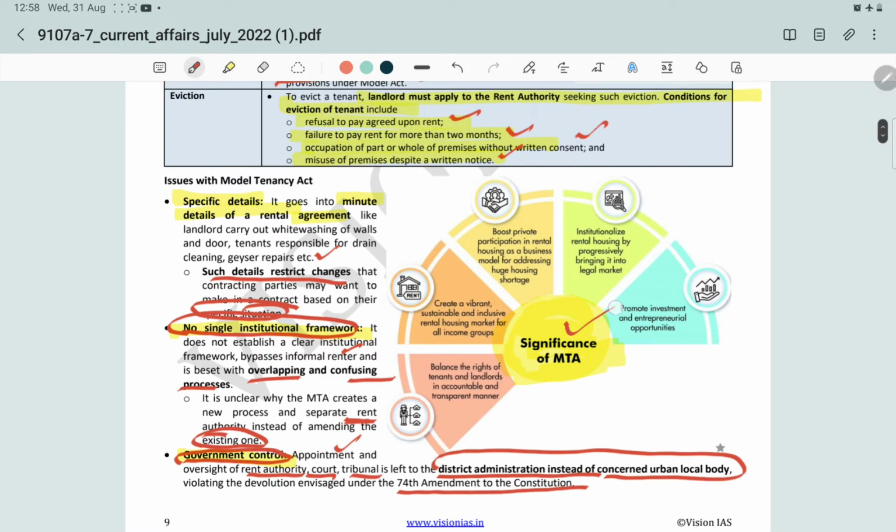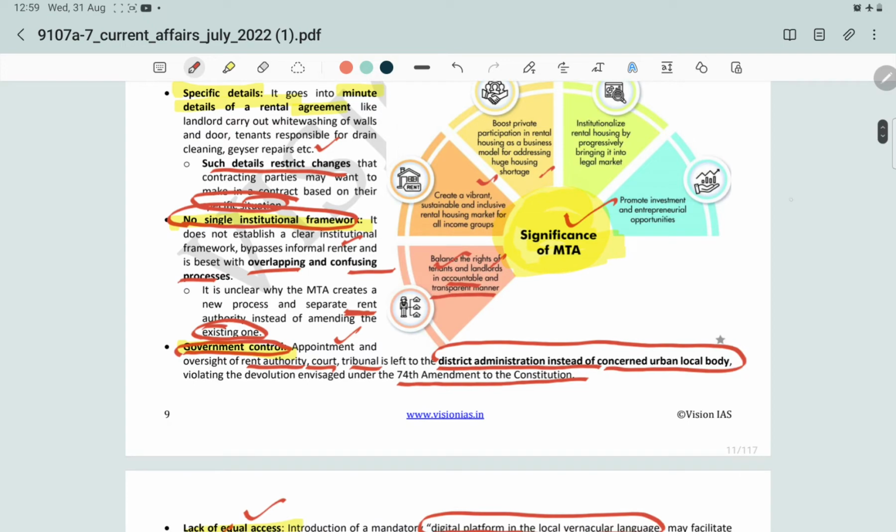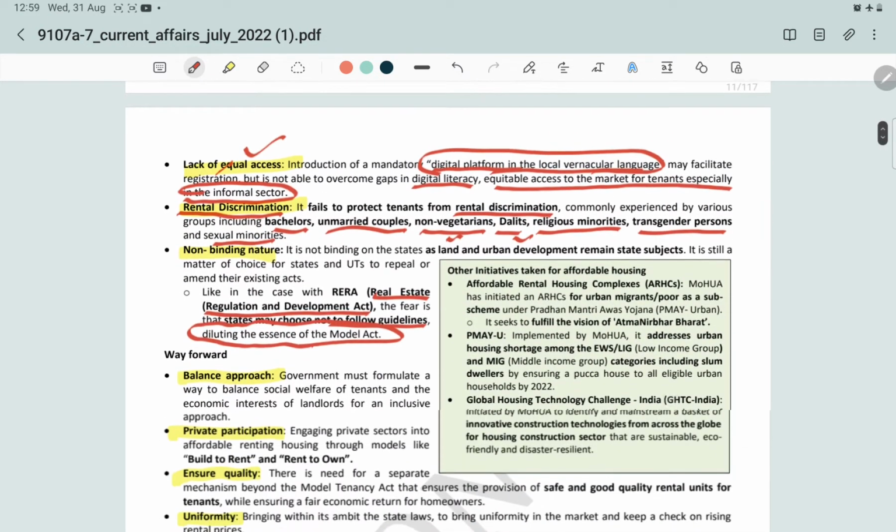And there are some significances of the Model Tenancy Act. What are they? It balances the rights of the tenants and landlords in an accountable and transparent manner, and it creates a vibrant, sustainable, and inclusive rental housing market for all income groups. It also boosts private participation in rental housing as a business model for addressing the huge housing shortage, and it institutionalizes rental housing by progressively bringing it into the legal market. It promotes investment and entrepreneurial opportunity. So these are some significances of the Model Tenancy Act.